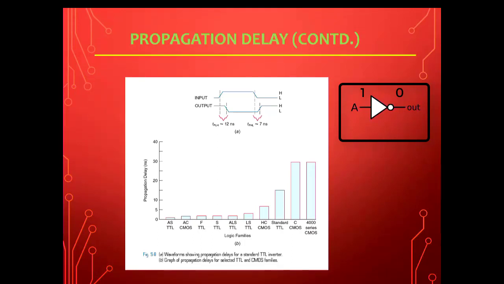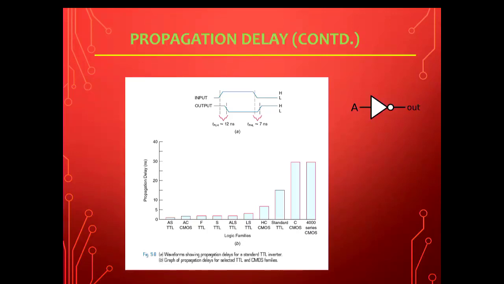The amount of time it takes to switch from 1 to 0, that is what we know as propagation delay. Even though we have reached quite a bit of quickness in terms of the delay, there is still a tiny amount of delay, which is considered huge in digital electronics. If you look at the ASTTL technology, their delay is about 1 to 2 nanoseconds.